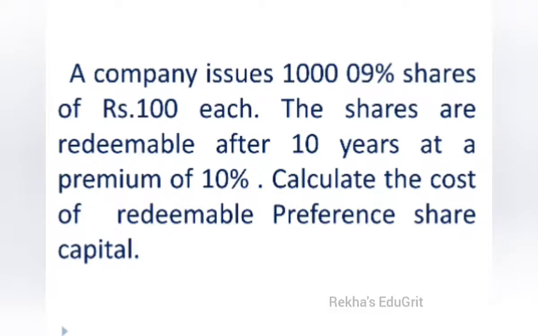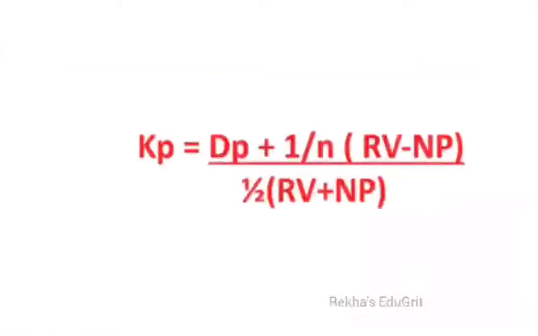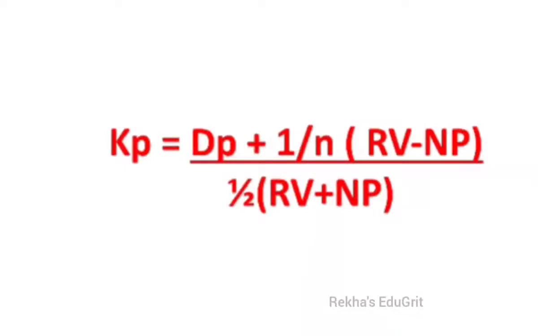See, here it is given 10 years. It can be redeemed after 10 years, isn't it? The formula for calculating redeemable preference share capital is DP plus 1 by N into RV minus NP whole divided by half of RV plus NP. Here DP denotes dividend for preference share capital, N denotes number of years, RV denotes redemption value, and NP is net proceeds.